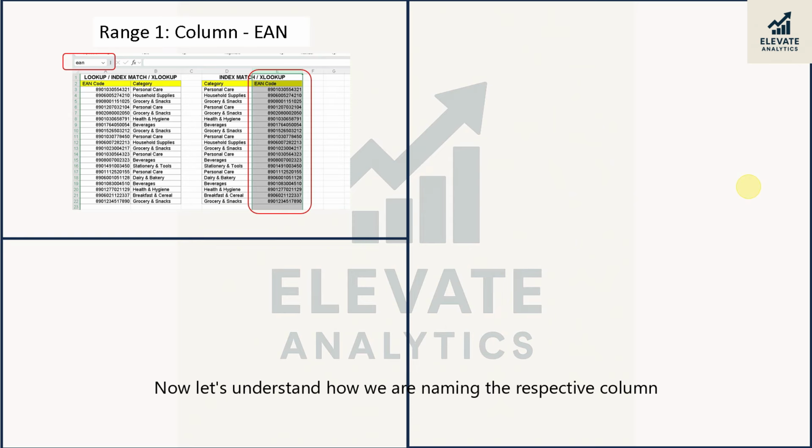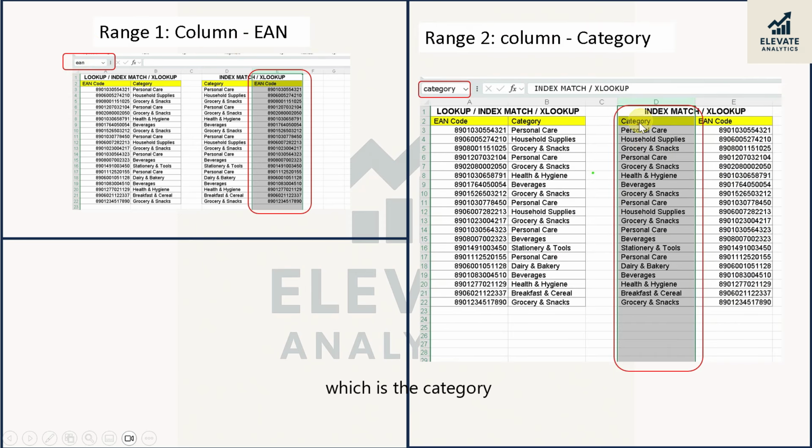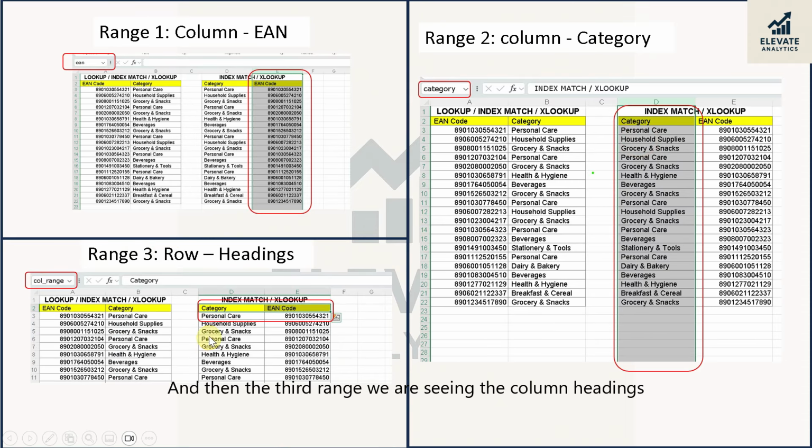Now let's understand how we are naming the respective columns. In the source, we have defined the range here. For the EAN code, we are classifying this under EAN, that's the first column. The second column, which is the category, we are naming as category as a range. This will help us put the formula in the right way. And then the third range is the column headings, category and EAN code. The range is D2 to E2. We are naming this under column range.